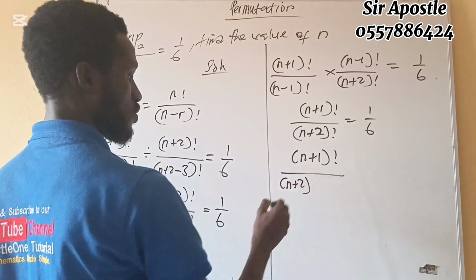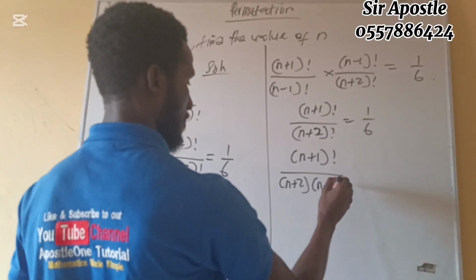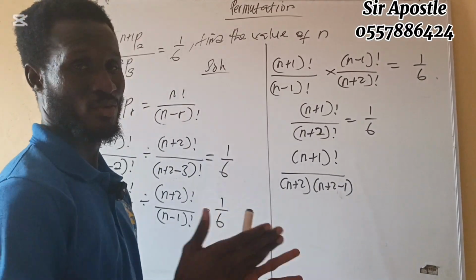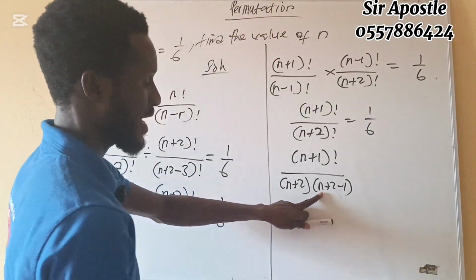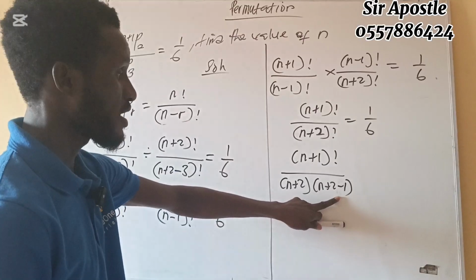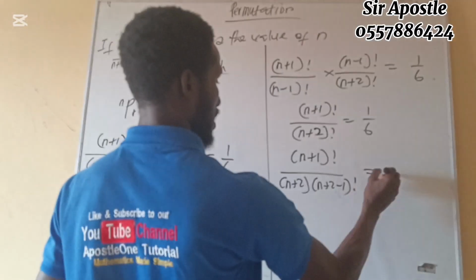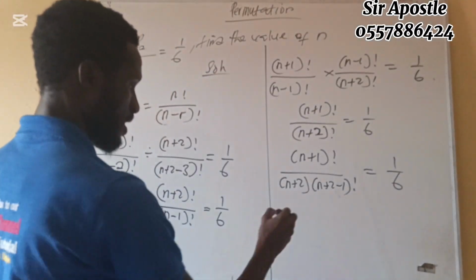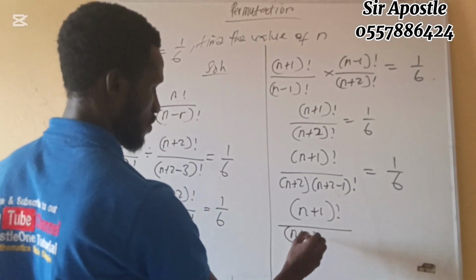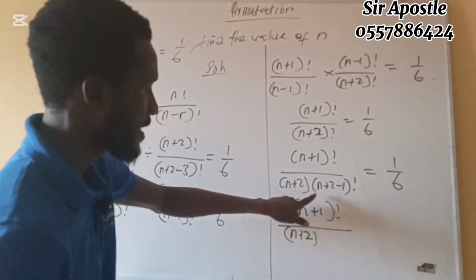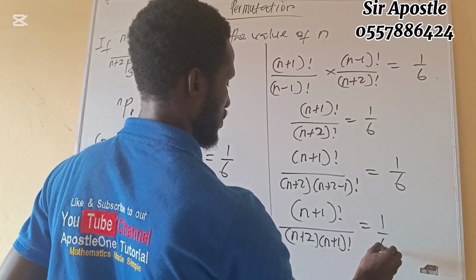And then at the denominator, how do we solve? It is n plus 2, then you reduce it by 1. That is n plus 2 minus 1. As time goes on, I'm going to subtract without showing. So follow me closely. I'm going to end here because n plus 2 minus 1 will give us n plus 1, and I have the same n plus 1 at the numerator. So I'm going to get (n plus 1) factorial divided by (n plus 2) times (n plus 1) factorial, equal to 1 out of 6.